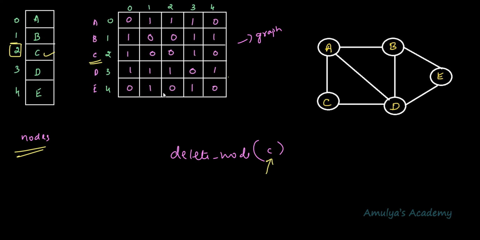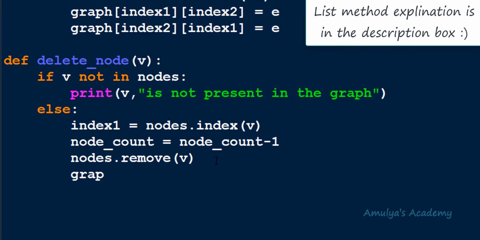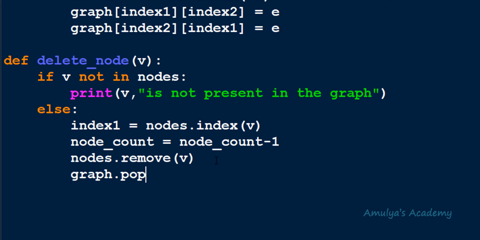Now coming to this adjacency matrix, here we need to delete the second row and second column, right? In the index 1 variable, we stored the index of the node which I want to delete. That is 2 here in this example. So I need to delete the second row and second column. So for that, first I'll delete the second row. To delete this second row, I'll just write graph, that is the list name, dot, here I'll use pop method, index 1, just pop index 1.